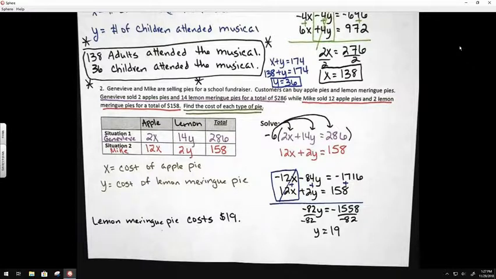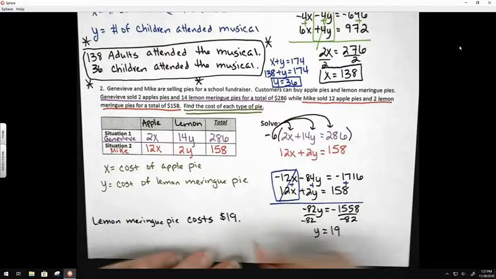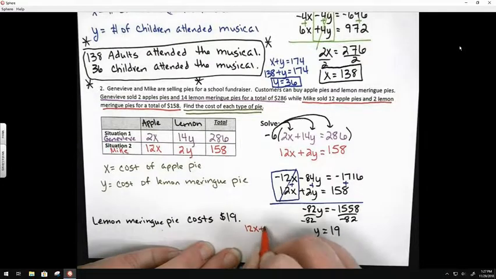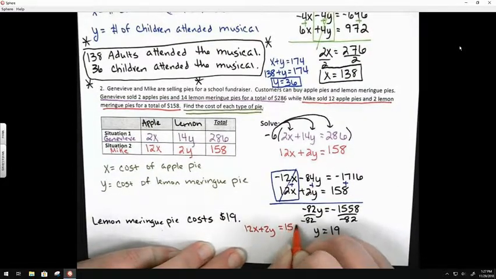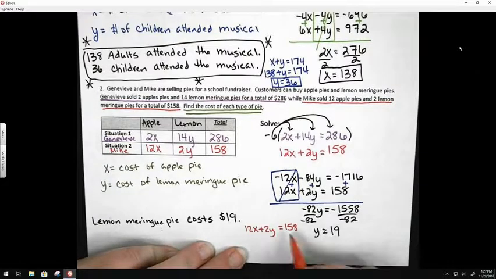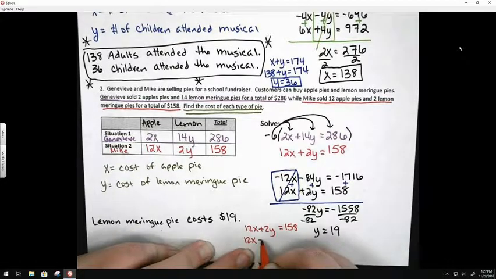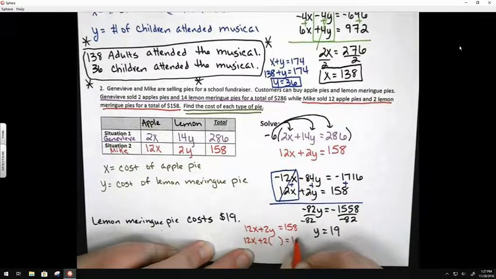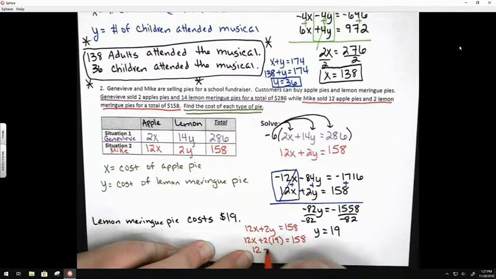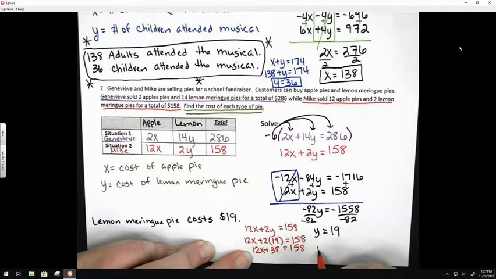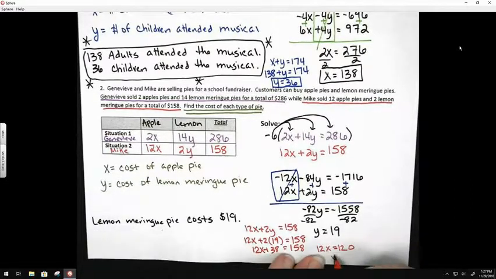It doesn't really matter which one it is that you pick. So Mike's equation said that 12x plus 2y is equal to 158. And I'm going to substitute this 19 in for the y. So 12x plus 2y equals 158. And I can substitute that 19 in there. So 12x plus 38 equals 158. When I subtract 38 from both sides, I get that 12x is equal to 120. And then I can divide both sides by 12, and I get that x is equal to 10.